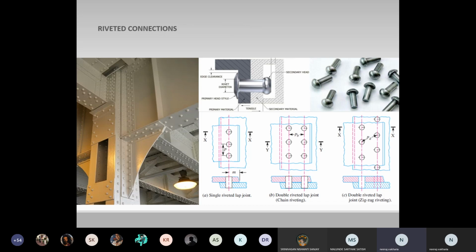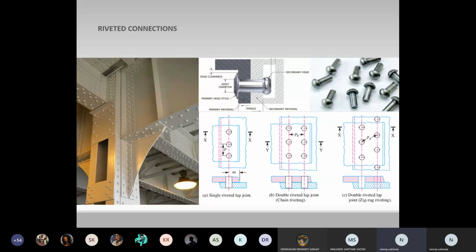So first of it is riveted connections. You must have seen these kinds of connections in steel bridges which were constructed like 40-50 years back, because riveted connections are nowadays mostly obsolete. The understanding of this type of connection for the strength evaluation and rehabilitation of older structures is essential. So that's why we are getting to know this connection.